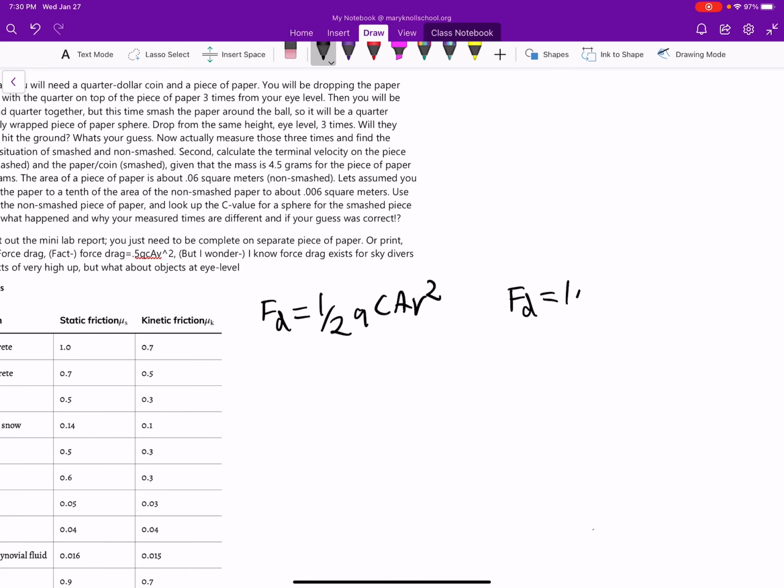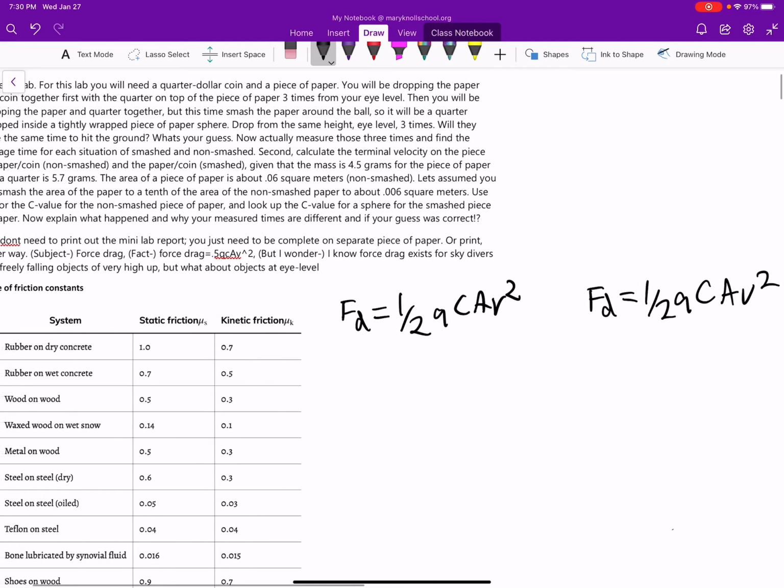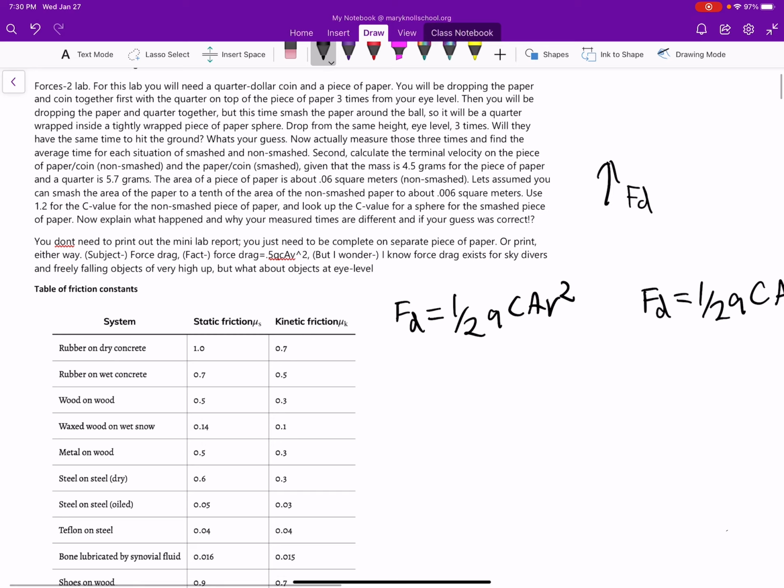FD equals 1/2 QCAV squared. So, okay. So let's get the force drag. We're calculating the terminal velocity right now. So the force drag pushing up when it's at terminal velocity, that's the force of friction pushing up on the item falling in the atmosphere. And then the force of gravity is going to be the thing pushing down.